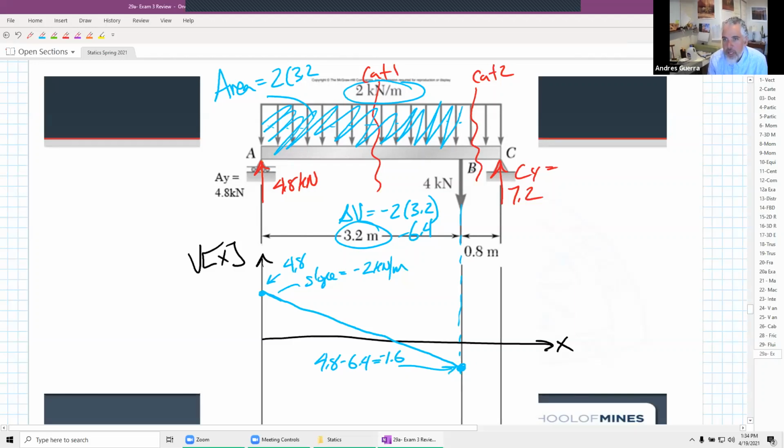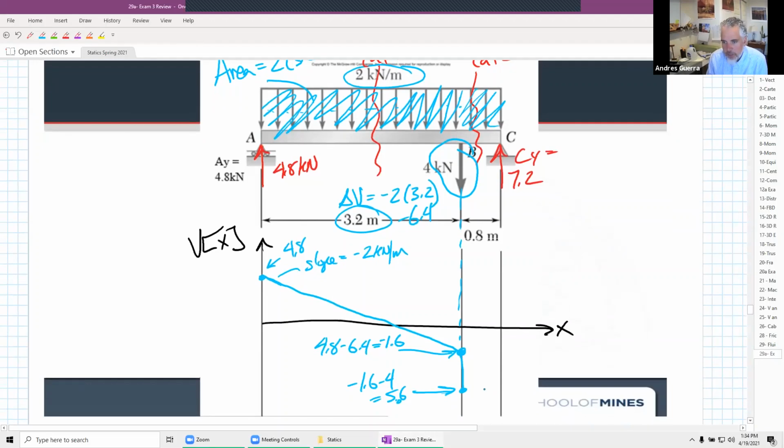We hit this 4 kilonewtons going straight down. That's going to jump us down by 4 kilonewtons. So this point right here is going to be -1.6 minus another 4, which is -5.6. And then for the last section between B and C, we are still in that distributed load. And so our slope should still be the same as it was in that first part. Our slope is still -2 kilonewtons per meter.